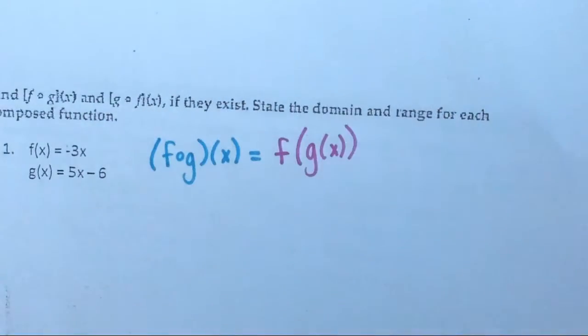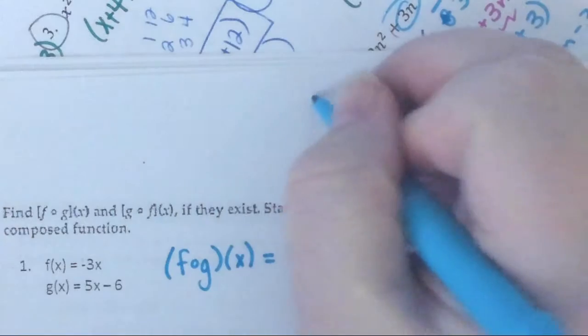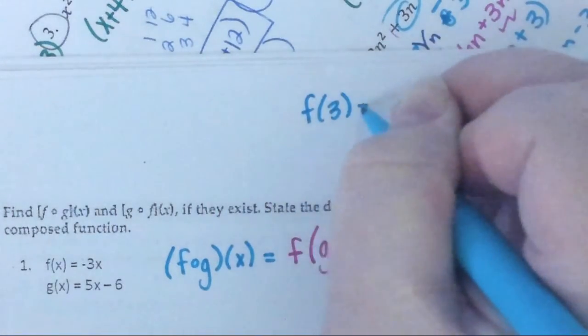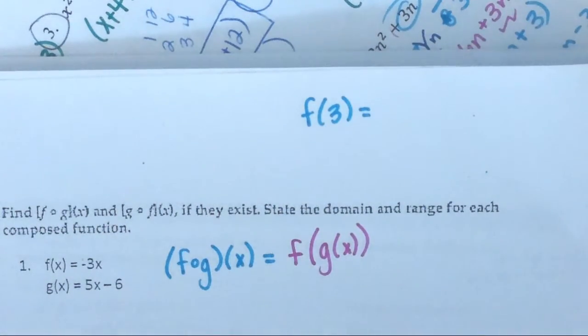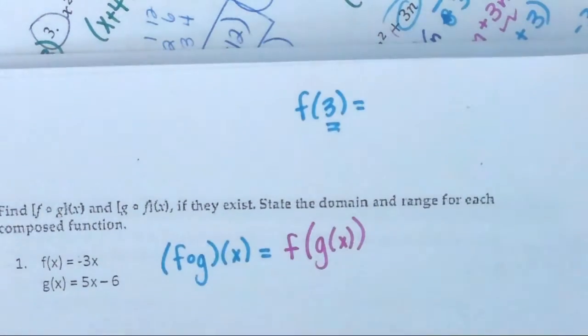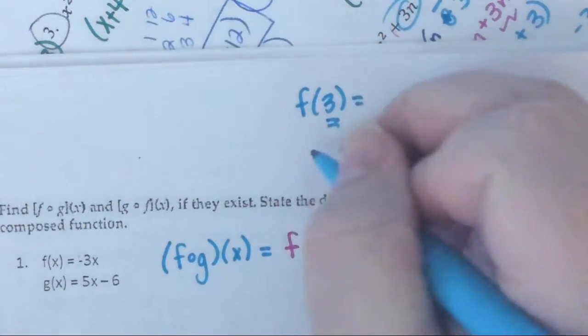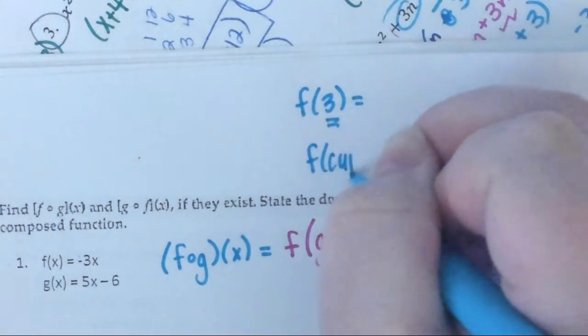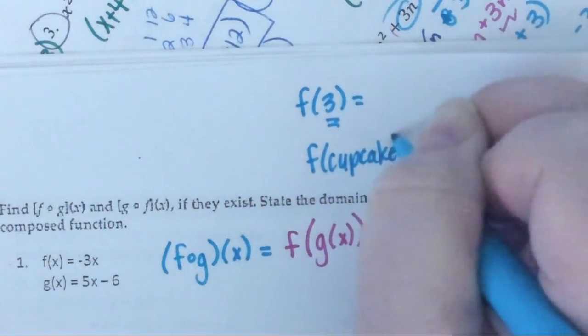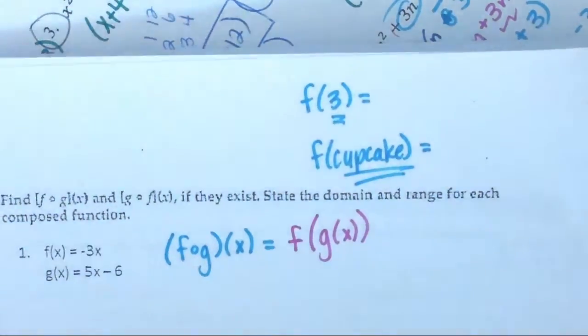So you and I both know we spent a long time on how to evaluate a function. If we had f at 3 equals this, then you would say everywhere there's an x, put in a 3. Isn't that what you would normally tell me? The inside thing, you plug it in? Or if I said f at cupcake, then everywhere you used to see an x, you would put in cupcake.